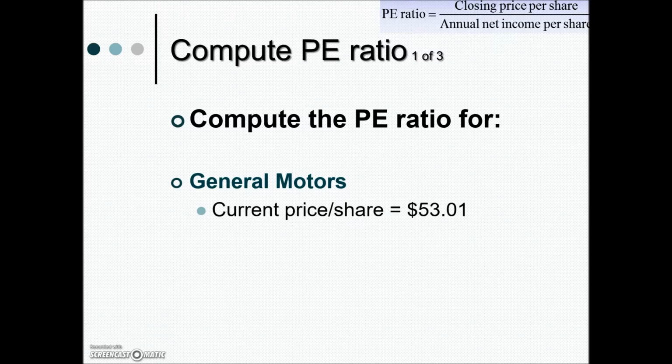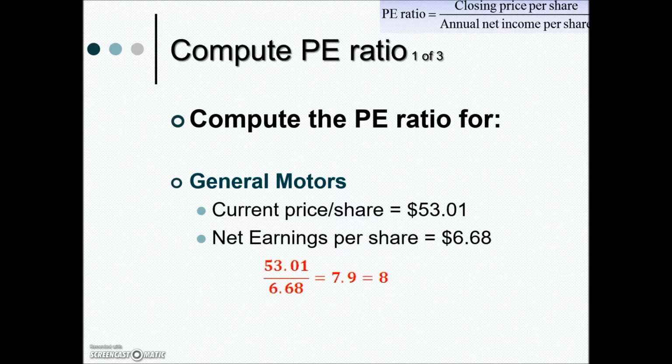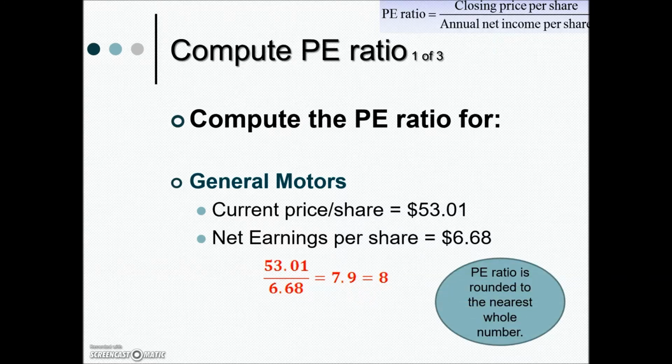Here we have General Motors. The current price per share is $53.01. The net earnings per share is $6.68. And so when we calculate our PE ratio, we will take the current price divided by the annual net income per share. And typically for a PE ratio, it's rounded to the nearest whole number.